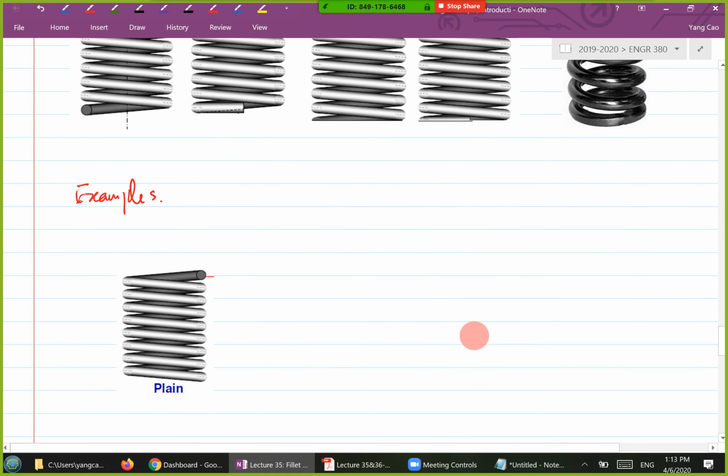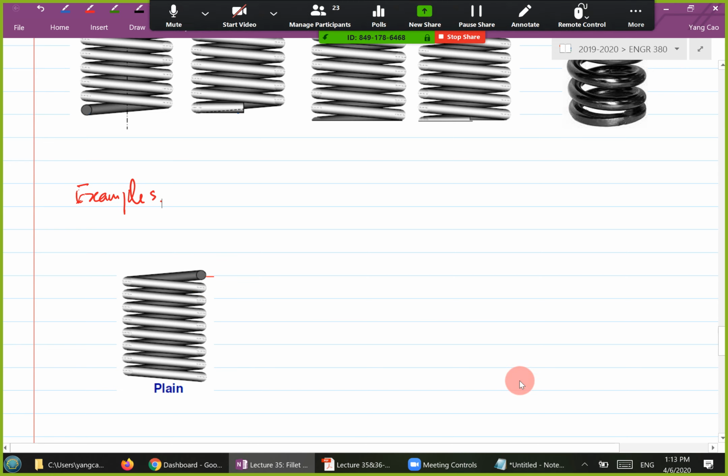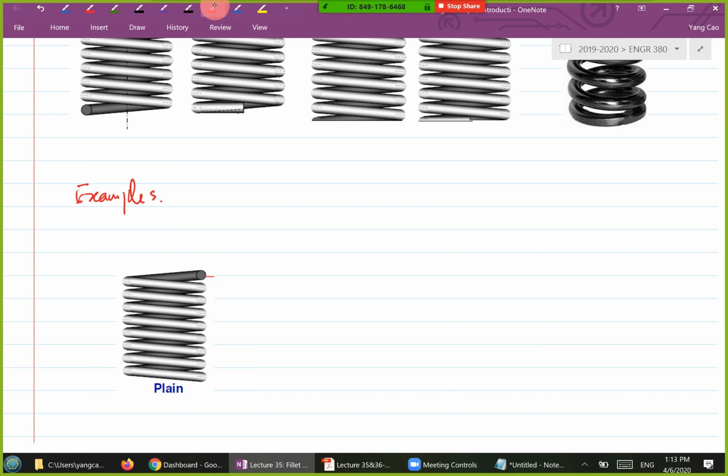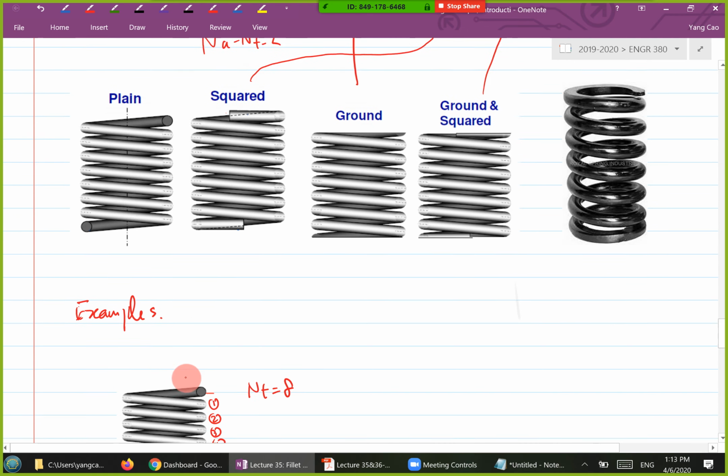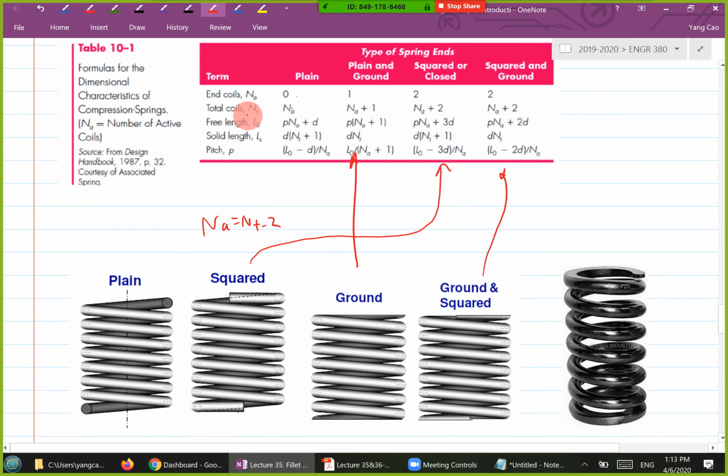So let's take a look at this one here. This is a plain end, and this is the spring that was given to you. Now let's look at the calculation. First step, count the total number of coils. You can count yourself: 1, 2, 3, 4, 5, 6, 7, 8. So your total number of coils is 8. And because this is plain, NA is the same as NT.